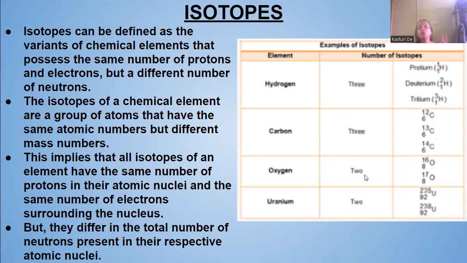Then oxygen has 2 isotopes, 16 and 17. Atomic number is 8, that is electrons 8, protons 8, and 8 neutrons, that is 16 mass number. And for oxygen 17, atomic number is 8, that is electrons 8, protons 8, but mass number 17, that's why neutrons will be 9. Clear? Then uranium has 235 and 238. So 92 is the atomic number, that is 92 electrons, 92 protons, and the rest will be neutrons. In case of 238, that means 3 neutrons extra compared to 235.